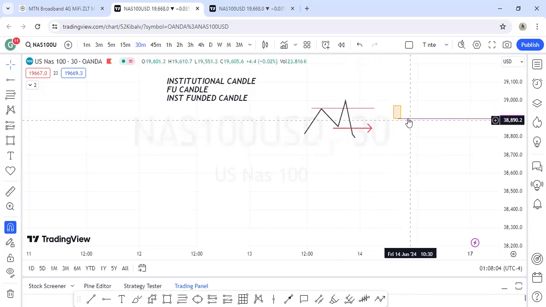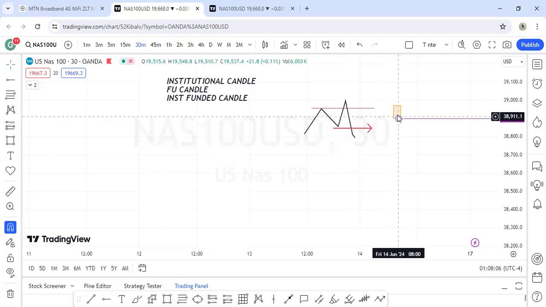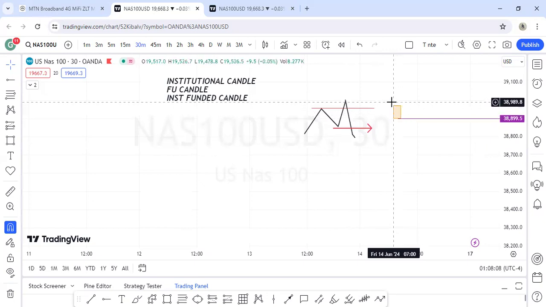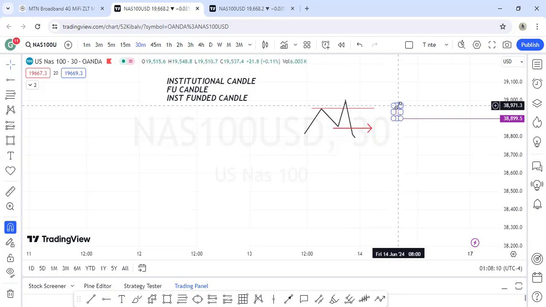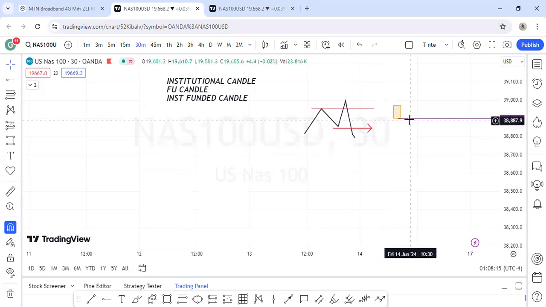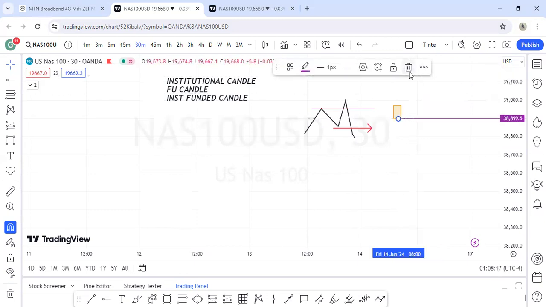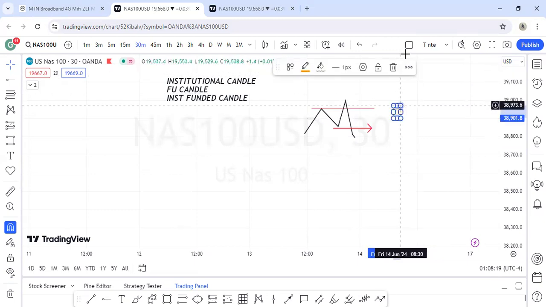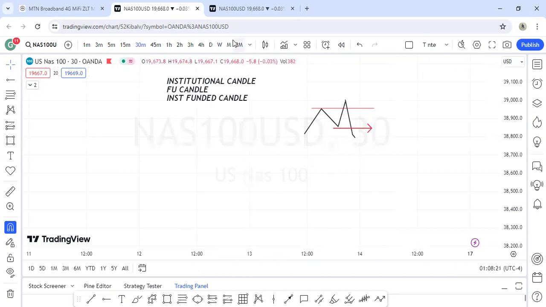So price will come back there and tap into the candle. We call that mitigation. When the candle is mitigated, what happens next? It drops to the downside. That's what we call a liquidity sweep and a mitigation. So we have two kinds of institutional funded candles, the bullish and the bearish.